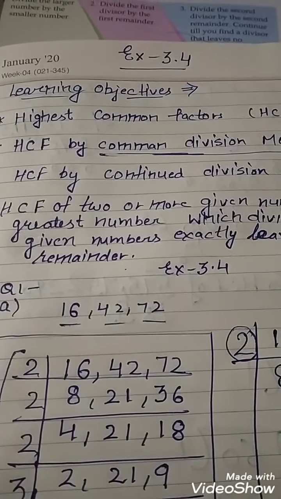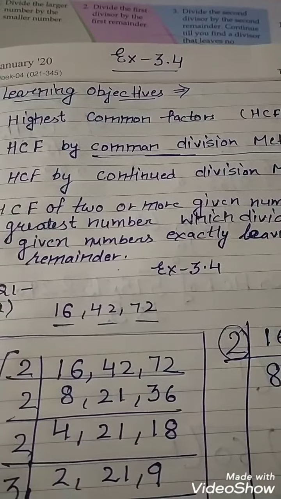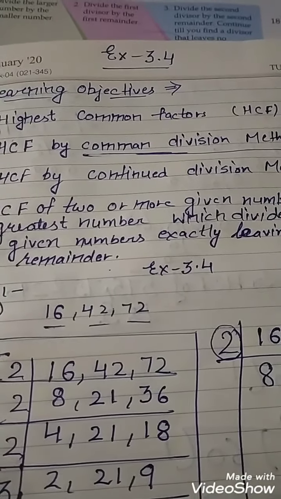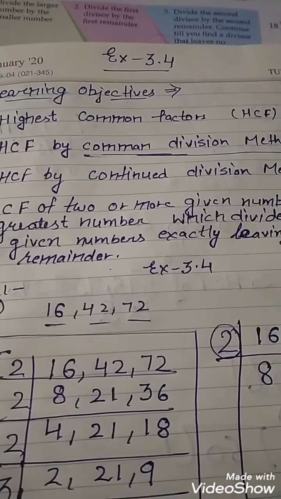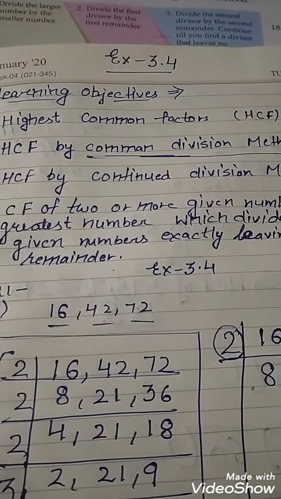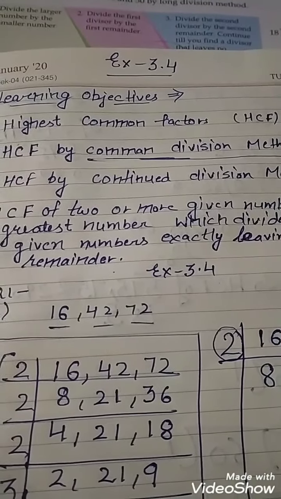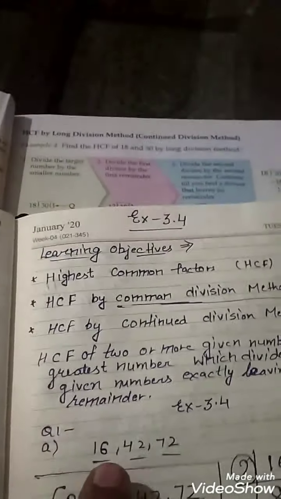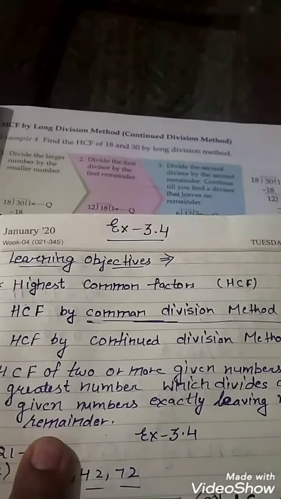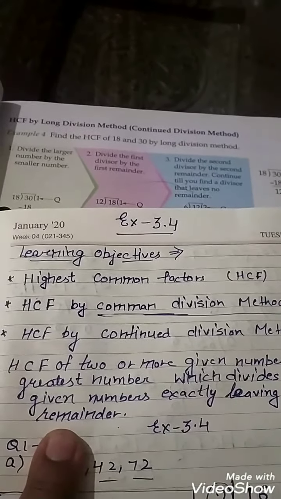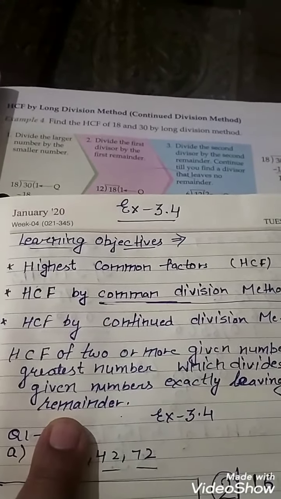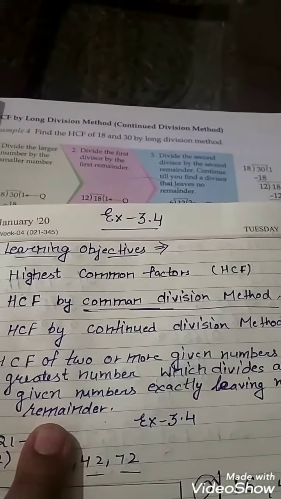So, today we will do exercise number 3.4. The learning objectives of this chapter are that you will find out about highest common factor. You will learn about HCF, that is highest common factor. We will come to know two methods to find highest common factor.